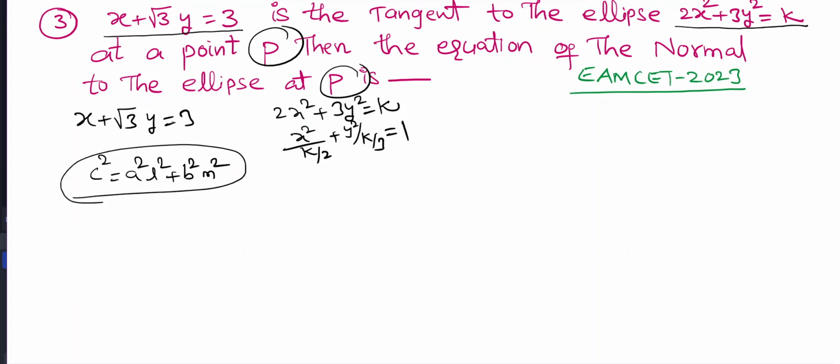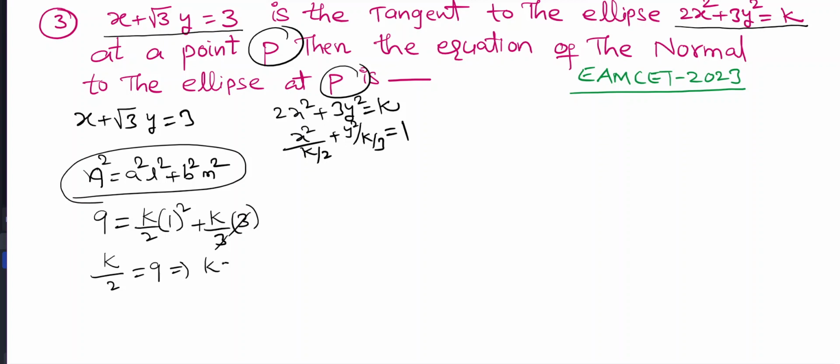Formula. Here the c value is given, that is c² is equal to 9, it is squared. a² is k/2 into l², the coefficient is 1 squared. b² is k/3, m² is root 3 whole squared, which is 3. Here 3 and 3 cancel, so k/2 is equal to 9, this is k/3 is equal to 9. From this, k is equal to 18. This is the value of k.